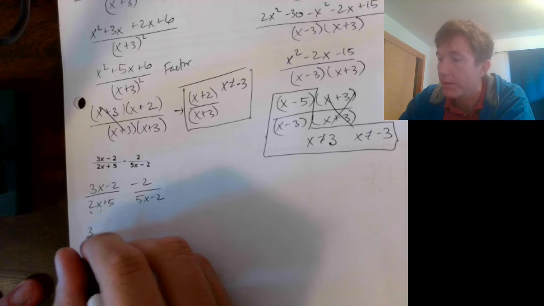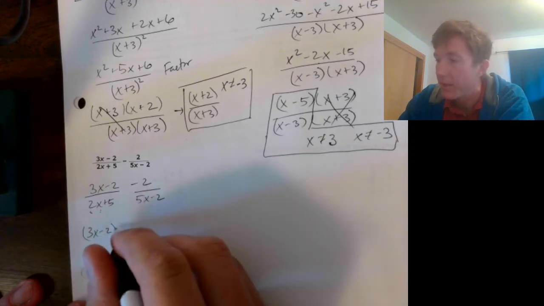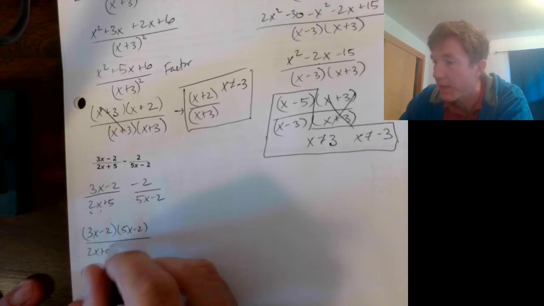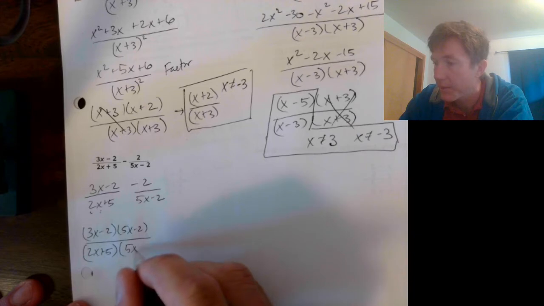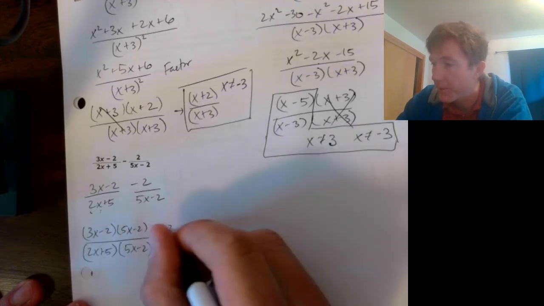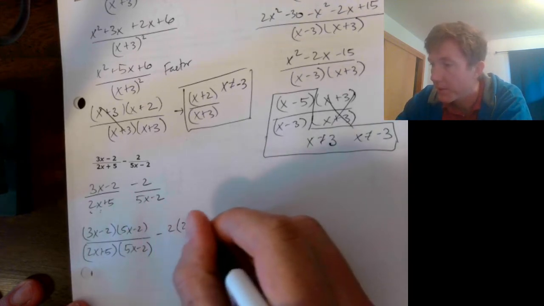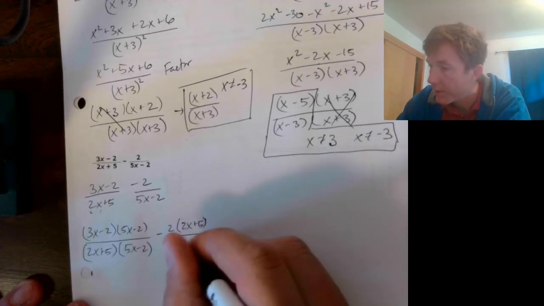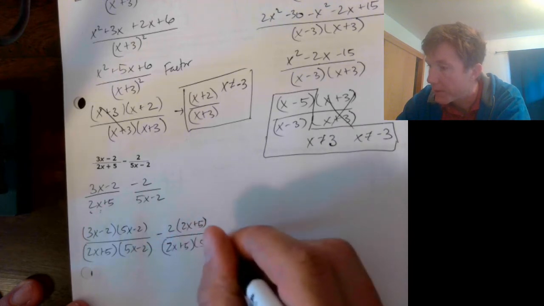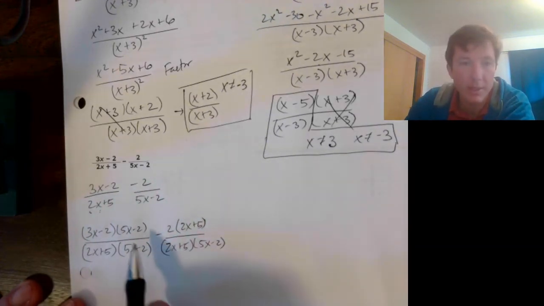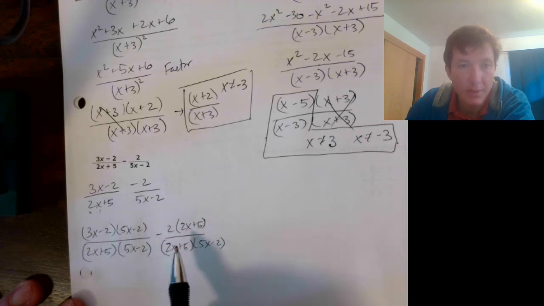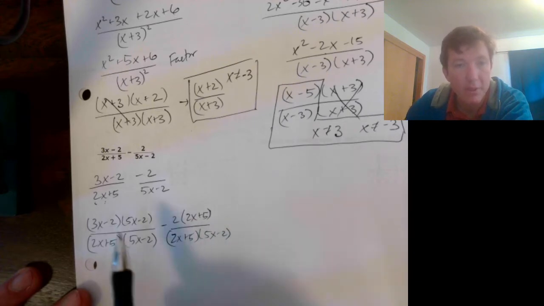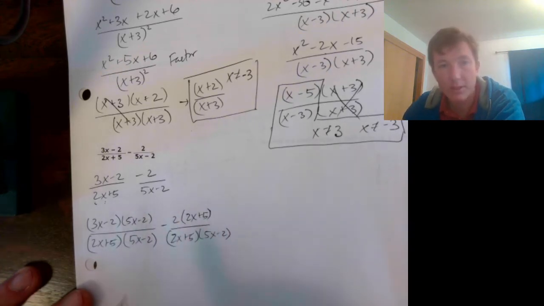So let's try that. So 3x minus 2 times 5x minus 2 over 2x plus 5 times 5x minus 2, minus 2 times 2x plus 5 over 2x plus 5 times 5x minus 2. If you notice, the 5x minus 2 is now on the left, and the 2x plus 5 is now on the right. And you also notice we have the same base. We just have to deal with the top now, which is kind of ugly, but it's alright.